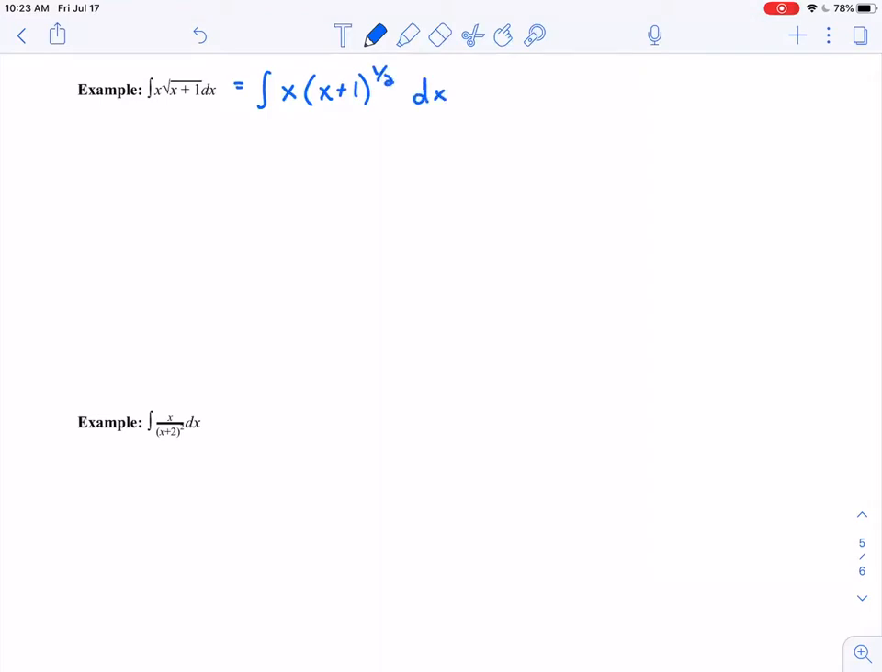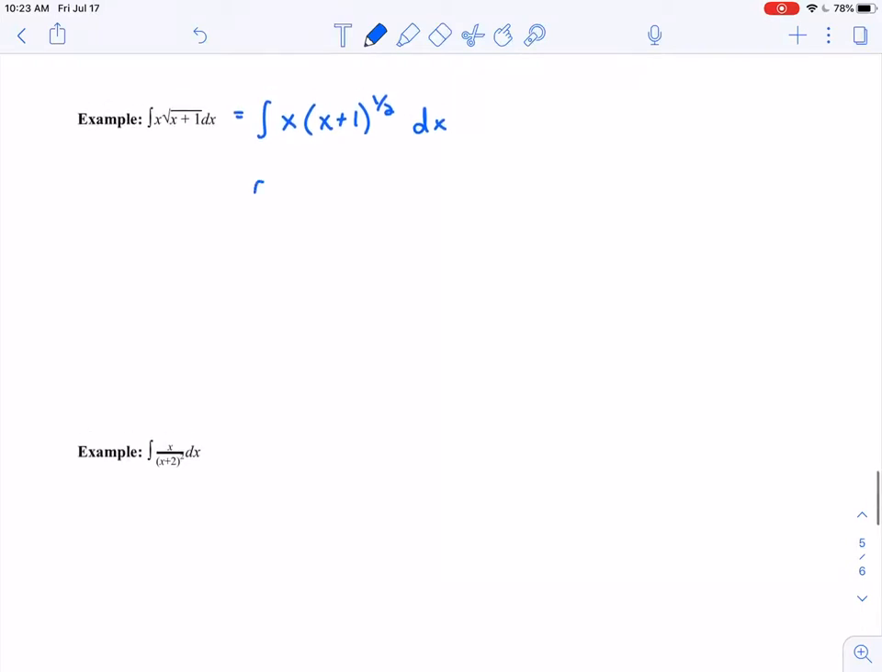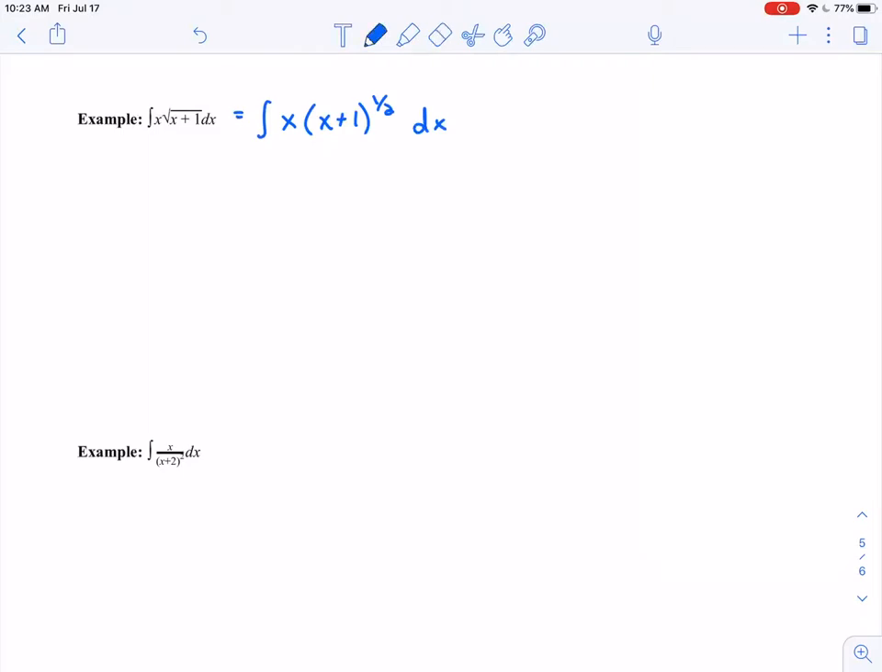And a few things that I want to note here. First of all, we cannot take this x and distribute it through because of this exponent of 1/2, so I can't simplify it that way. And I can't split this up. Remember, the integral will not play nicely with multiplication. So unfortunately, I can't just say, let's integrate x dx times the integral of (x plus 1) to the 1/2 dx. This is just not going to work. So if you look at this, you say, boy, I'm really not sure where to go.